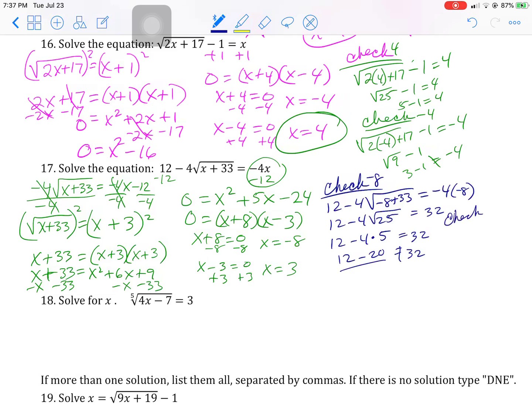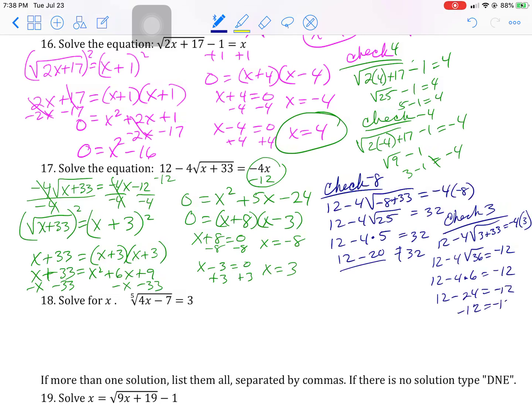And how about the 3? 12 minus 4 square root of x plus 33 equals negative 4 times x, with a 3. So 12 minus 4 square root of 3 plus 33 equals negative 4 times 3. 12 minus 4, this is 36, equals negative 12. 12 minus 4 times 6 is negative 12. 12 minus 24 equals a negative 12. That's going to work. Okay, so the answer was 3.